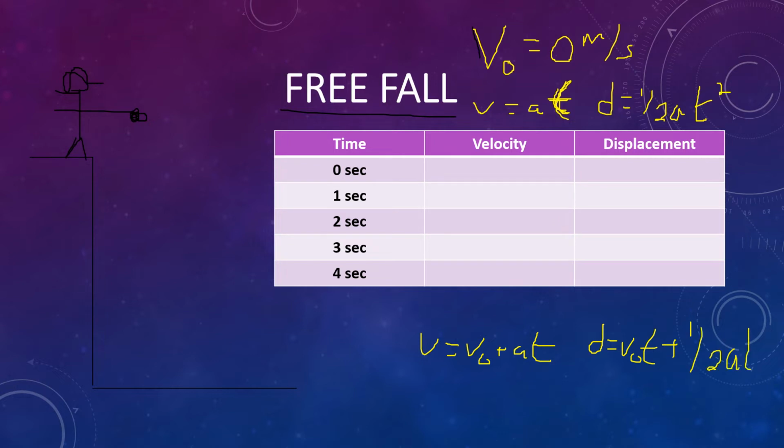Again, I've said this before, but just to reiterate, when the V0 is 0, this part of the equation cancels out, and you're left with that. This part of the equation cancels out, and you're left with that. Done. So little Susie drops the ball, and it falls, and it's going to the ground.